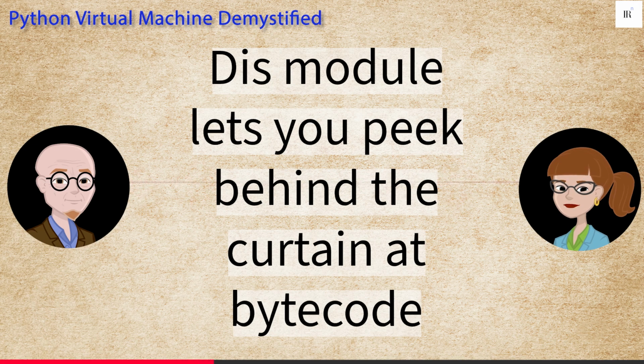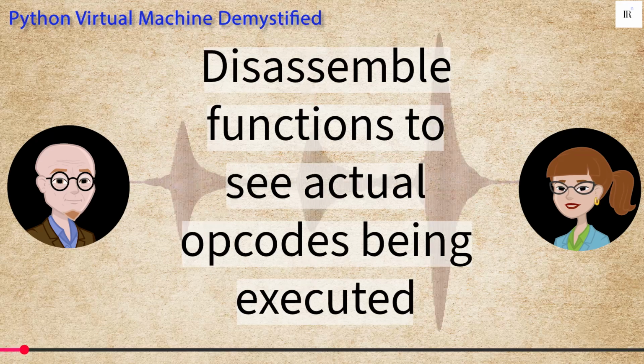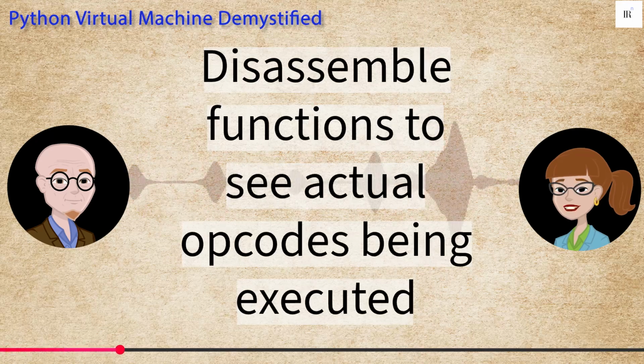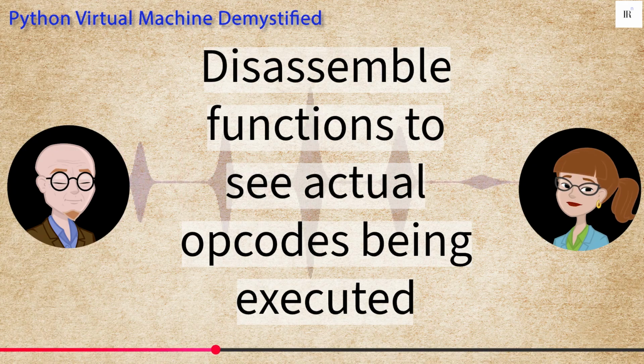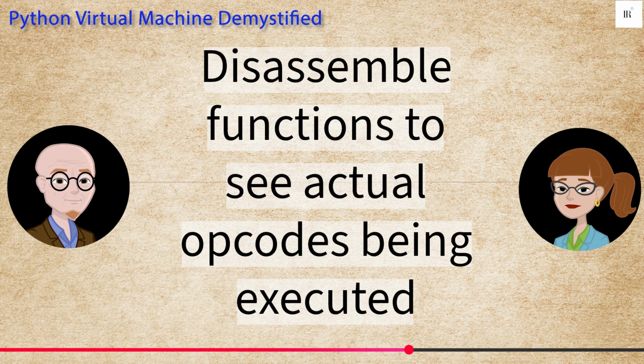Peek behind the curtain. Python gives us a fantastic tool for that. It's the built-in dis module. Dis stands for disassemble. You can import dis and use its dis function on your Python functions or code snippets. It prints out a human-readable version of the bytecode. So I could define a simple function like def add(a, b): return a + b, and then just dis.dis(add). Yep. And you'd see the opcodes. Probably LOAD_FAST to load a, LOAD_FAST to load b, then BINARY_ADD, and finally RETURN_VALUE.